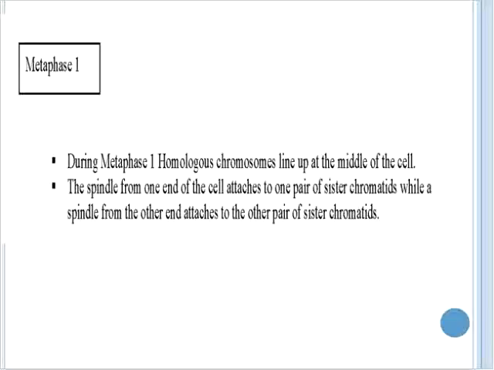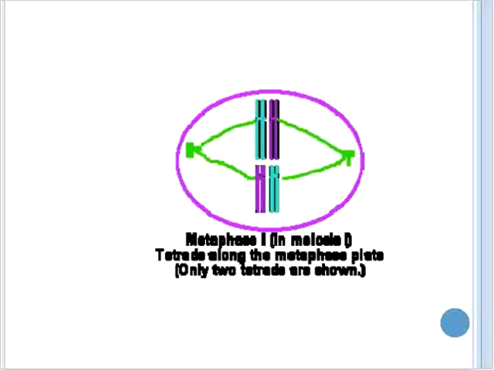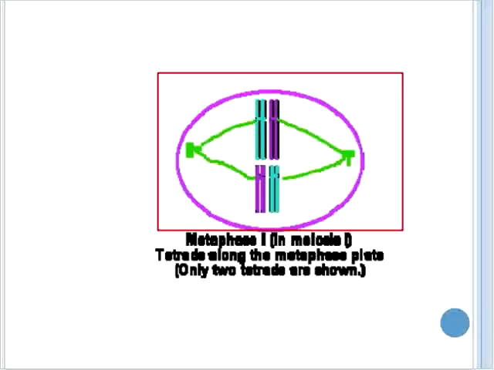Metaphase 1, the second stage of Meiosis 1, involves homologous chromosomes aligning in the middle of the cell, and the spindle from one end of the cell will attach to a pair of sister chromatids, while a spindle from the other end attaches to the other pair of sister chromatids. As you can see in the diagram, the tetrads are aligned, and the chromatids are as well aligned to opposite sides, going to be pulled in opposite directions by the spindle.